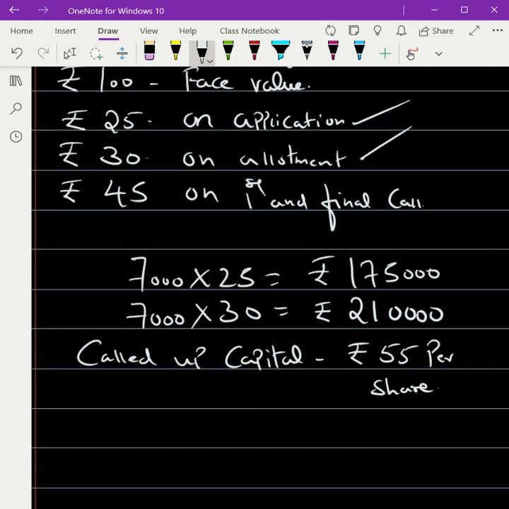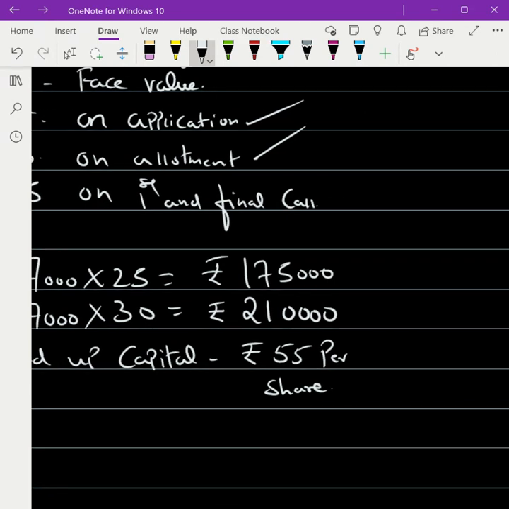Though the entire share value was 100, the company has done only the application money and allotment money as of now. Thereby the called up capital is rupees 55 per share. And the total amount of these two can also be quoted. You are going to say it in such a way: called up capital is rupees 55 per share.